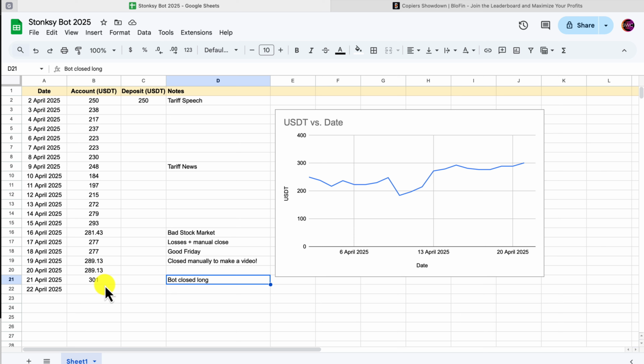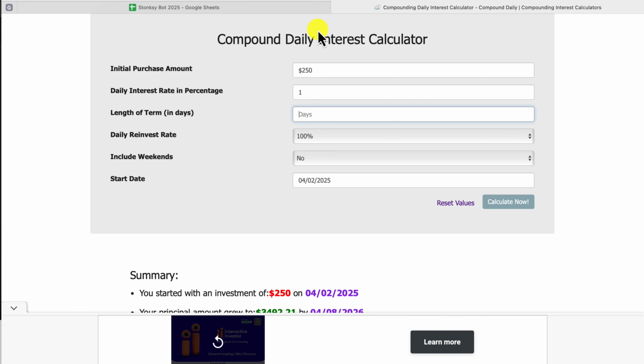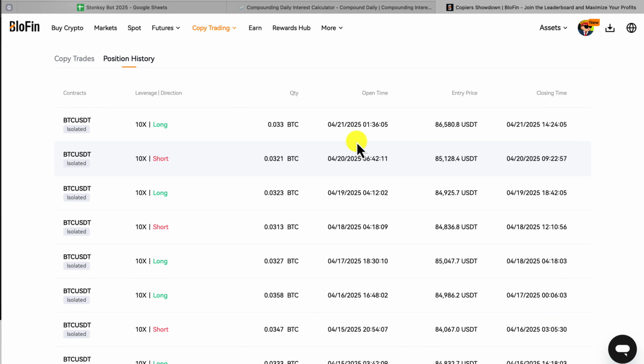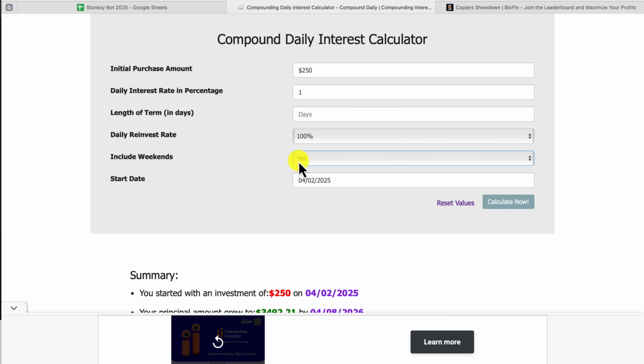So what would that look like as a compound gain over, say, 1 year? Well, we can work this out here on this calculator on compounddaily.org. The initial amount we've got is $250, and the daily interest rate is, well, if we've done 20% in 21 days, we're talking about 1% per day, aren't we? So let's just leave that at 1%. Now, at the moment, the bot's taken 17 trades in 20 days, so I suppose it would be reasonable to say that we are investing daily. So let's see what we get in 365 days.